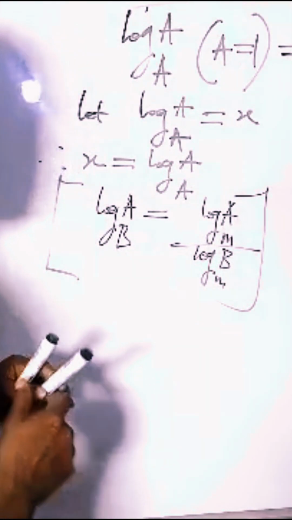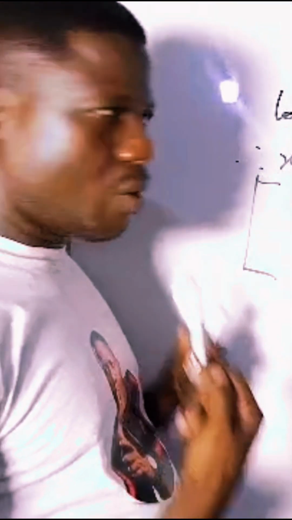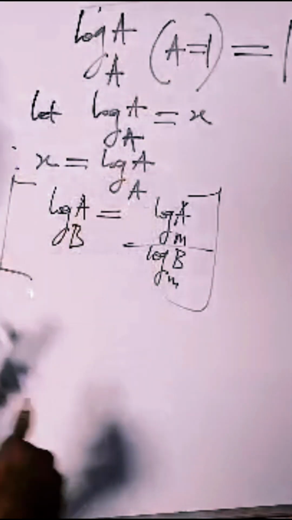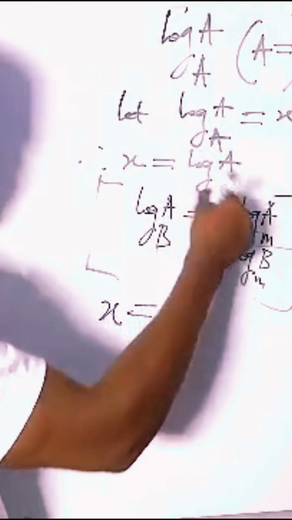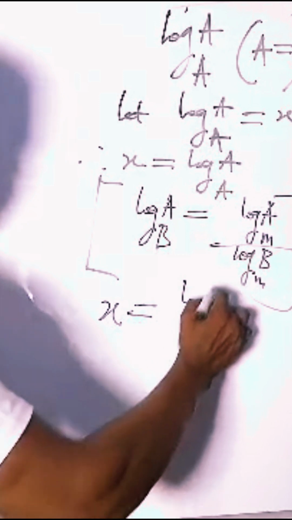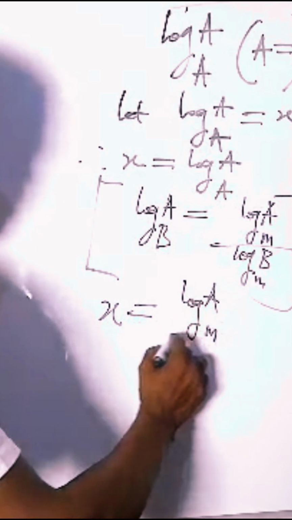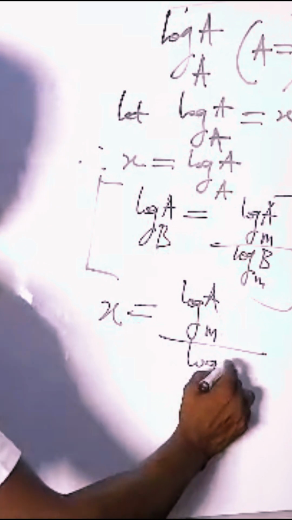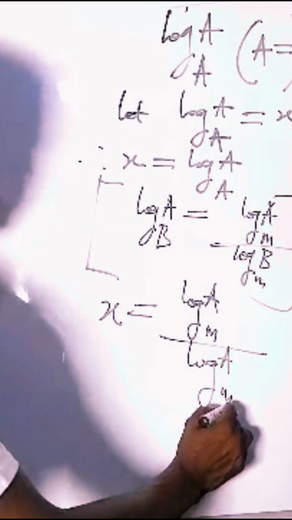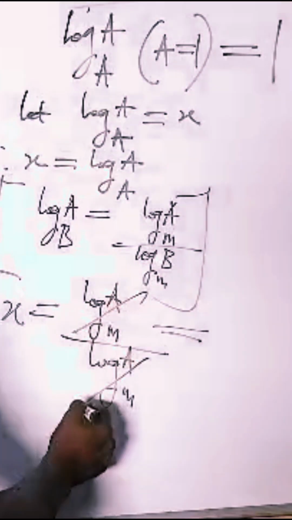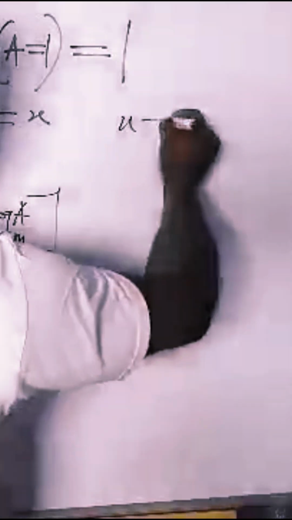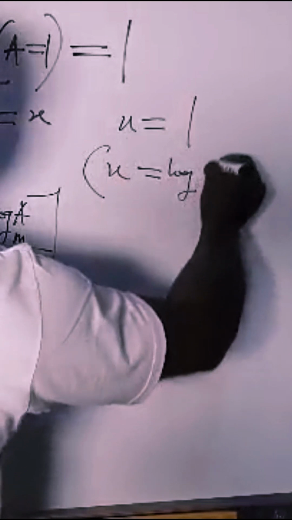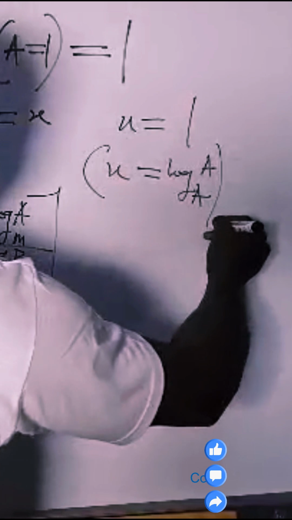If that is true, employing this to this particular derivation, log a to base a can be reinterpreted as follows. So we have x is equal to log a to base a, which becomes the log of a to base m divided by the log of a again to base m, and that is equal to this. We strike this out, what is left is 1. Therefore, what is x standing for? x now is equal to 1, and we all know that x is equal to the log of a to base a.